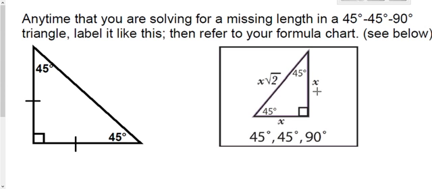Now here's how you label these. You're going to label the legs, since they're the same, X. If one is X, the other is X. They're the same size. The hypotenuse, this formula tells you, you're going to take whatever this X number is and multiply it times the square root of 2. It's called X square root of 2. That's how you find the length of the hypotenuse if you know X. If you know the length of the leg, you multiply it times the square root of 2 and you get the hypotenuse. So let's take a look at an example.